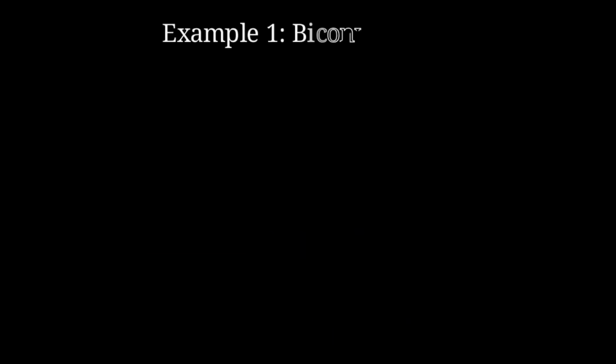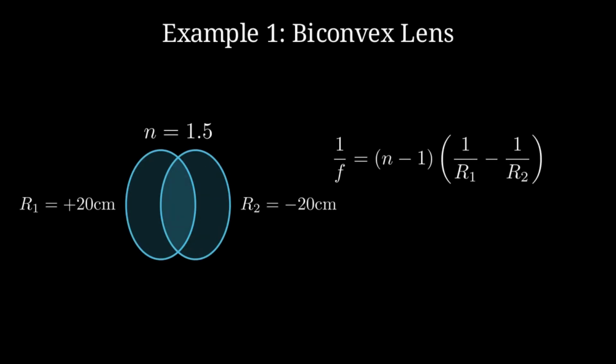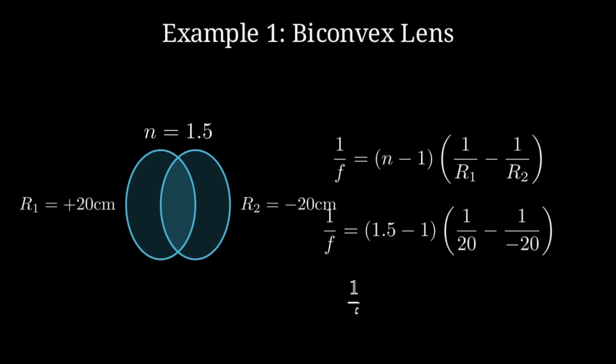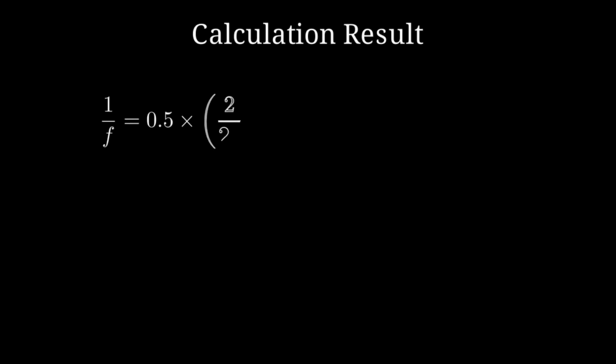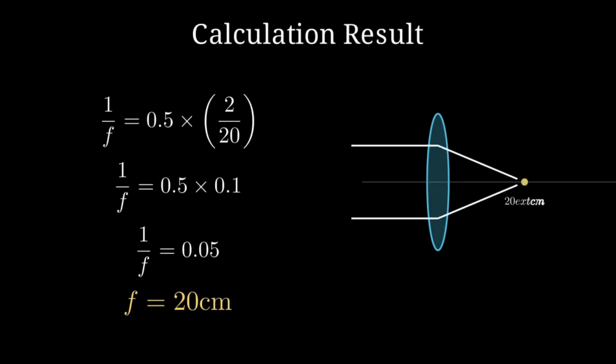Let's apply this. For a symmetric biconvex lens with radii of 20 cm and a refractive index of 1.5, we plug the values in. Remember, R2 is negative because its center of curvature is on the left. The calculation yields 1 over f equals 0.05, meaning the focal length is 20 centimeters. The lens effectively converges light at a distance equal to its radius of curvature in this specific case.